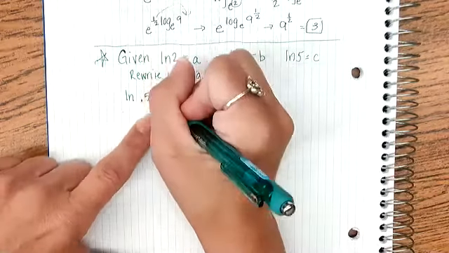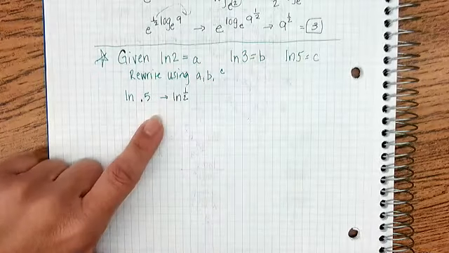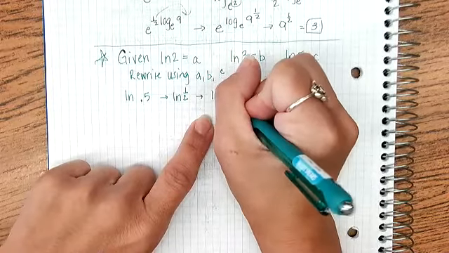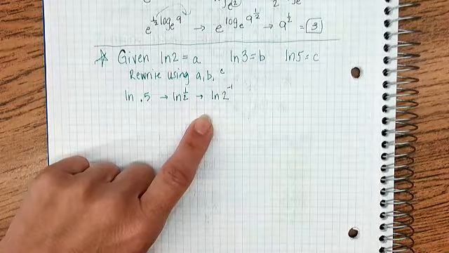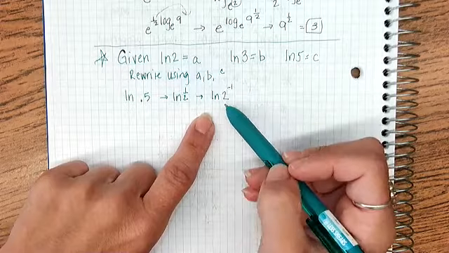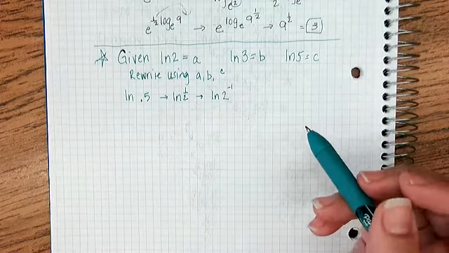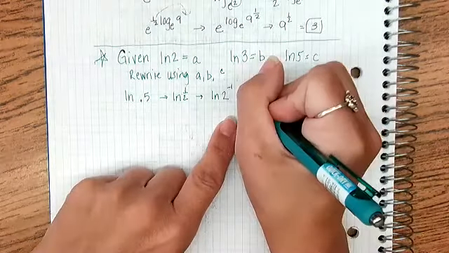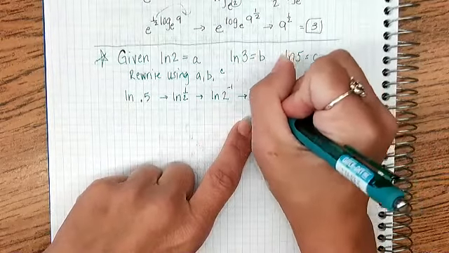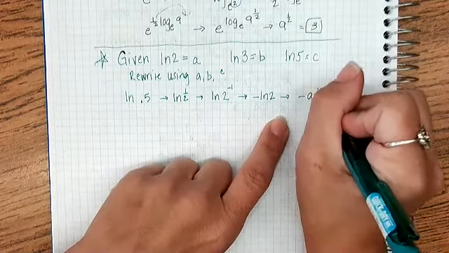Well, 0.5 is the same thing as 1/2. 1/2 is the same thing as 2 to the negative 1. You cannot substitute yet. If you substitute for a, the natural log of 2 is a, and you tell me the answer is a to the negative 1, that is not correct. You have to completely isolate the log. Use the power property, bring the negative 1 down in front. The answer is negative a.